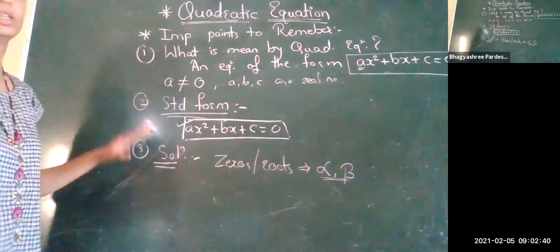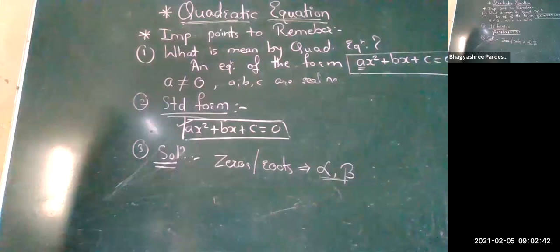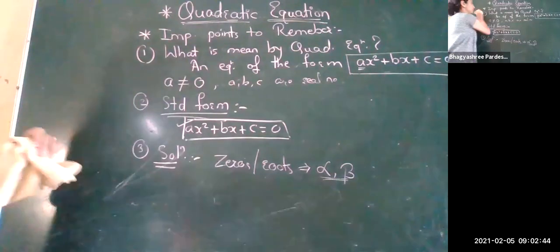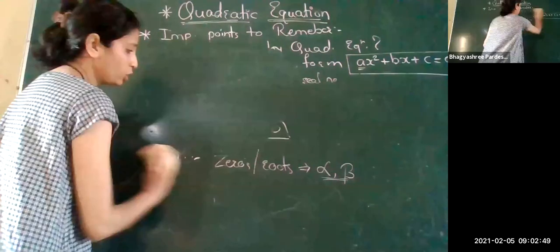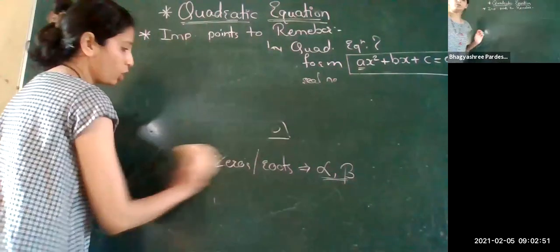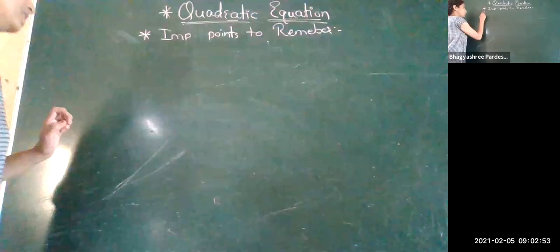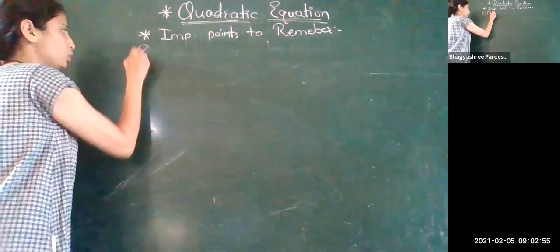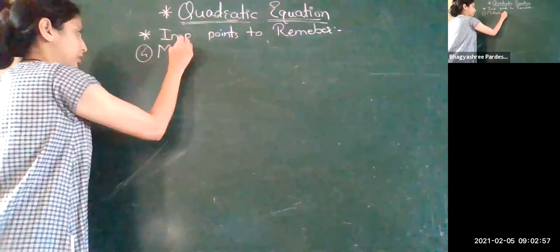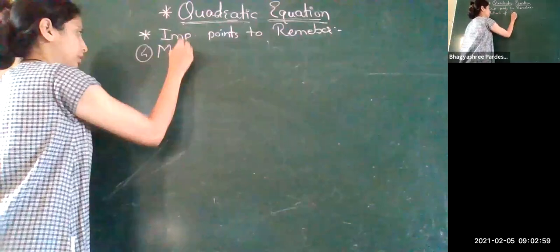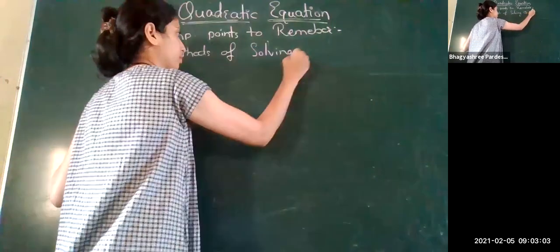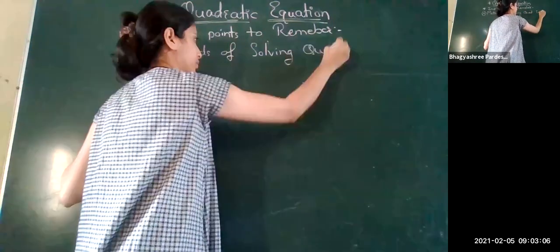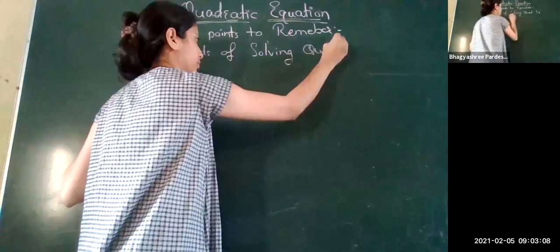Now the next important thing which we must remember is the methods of solving the quadratic equation. What we have to remember next is the methods of solving quadratic equation.